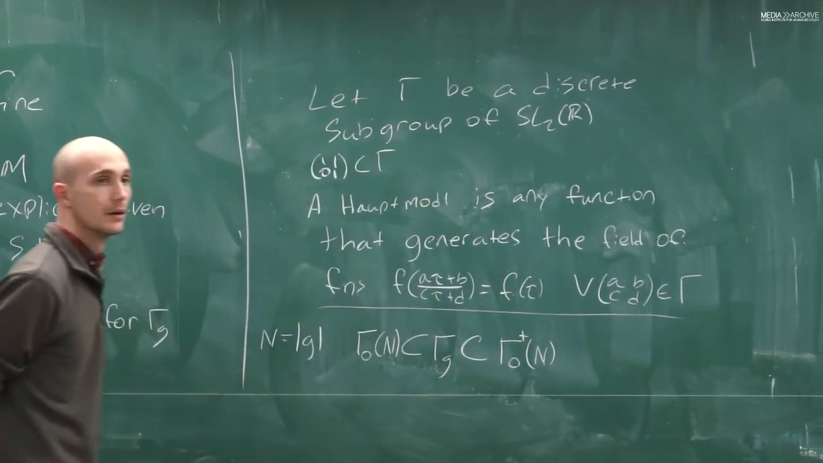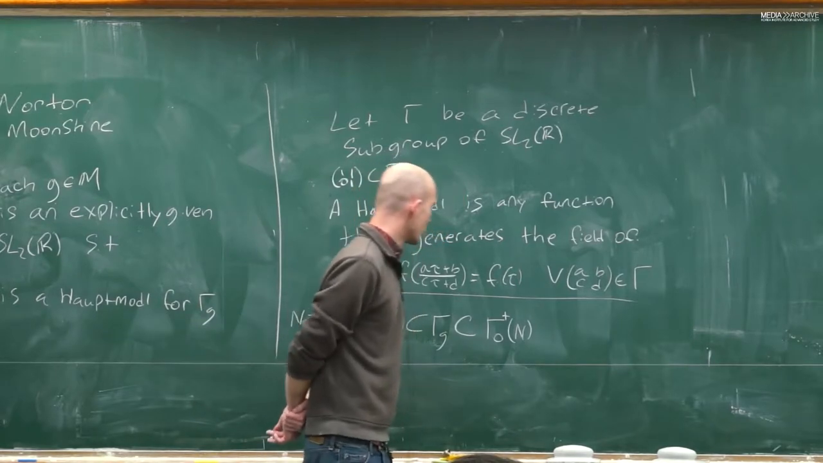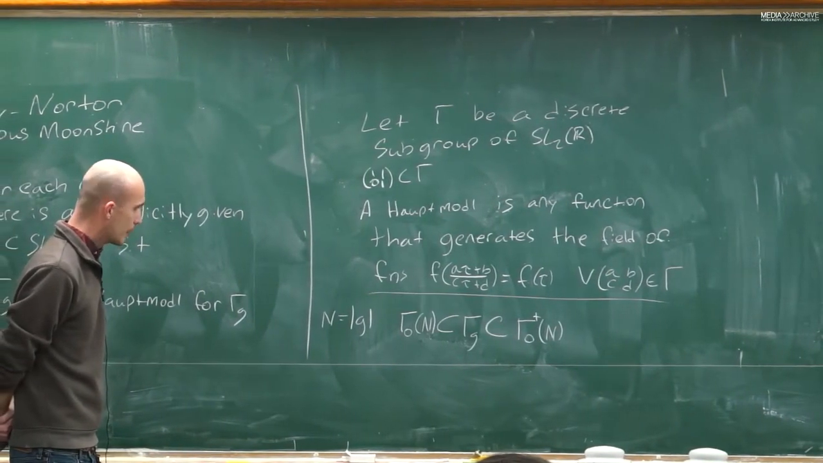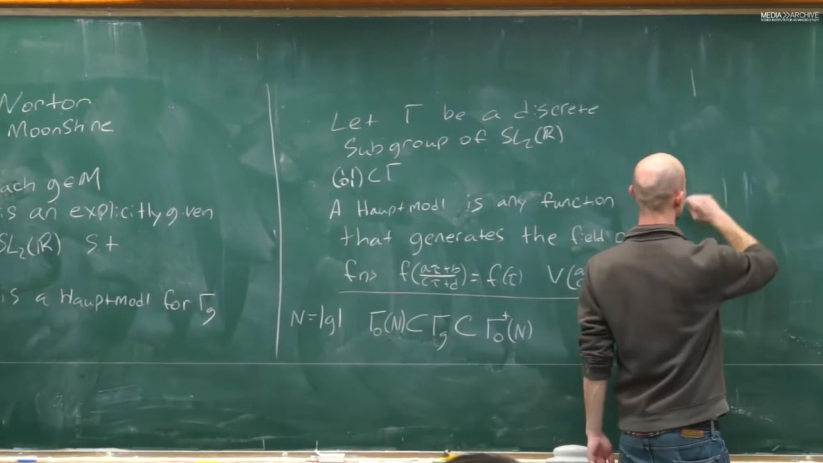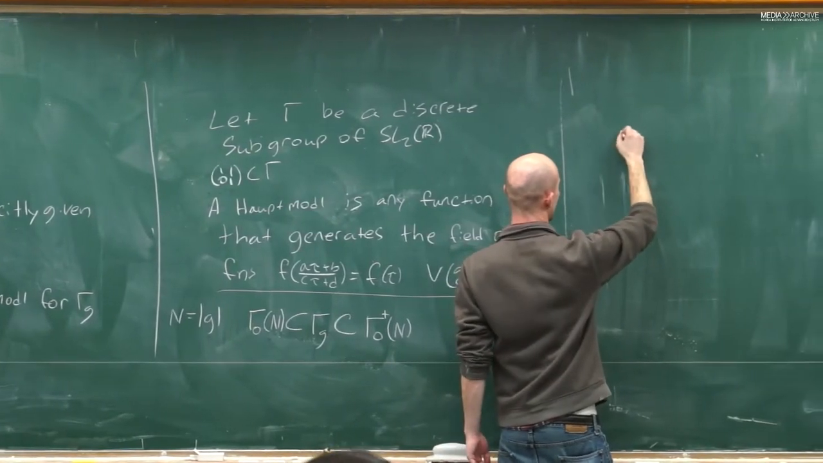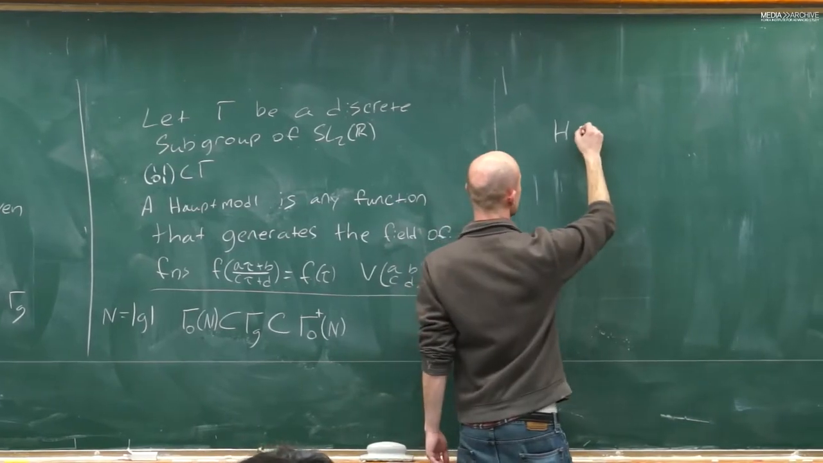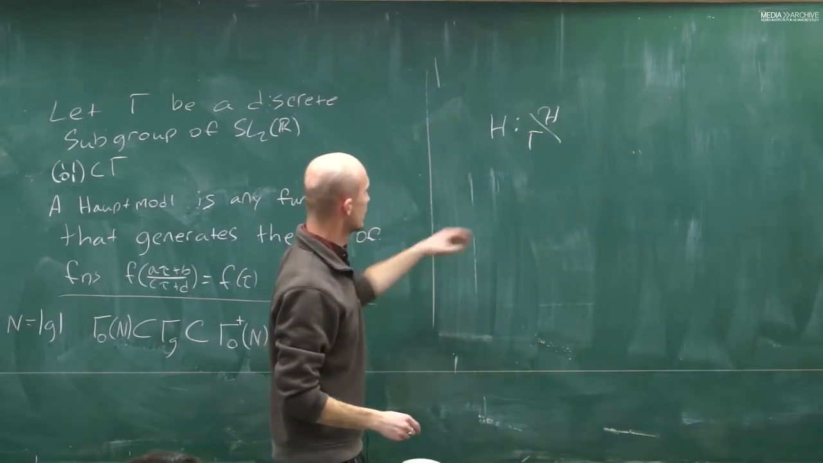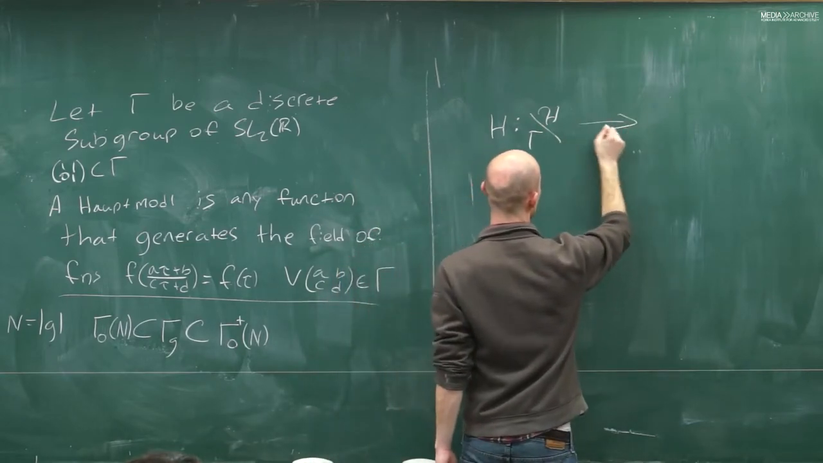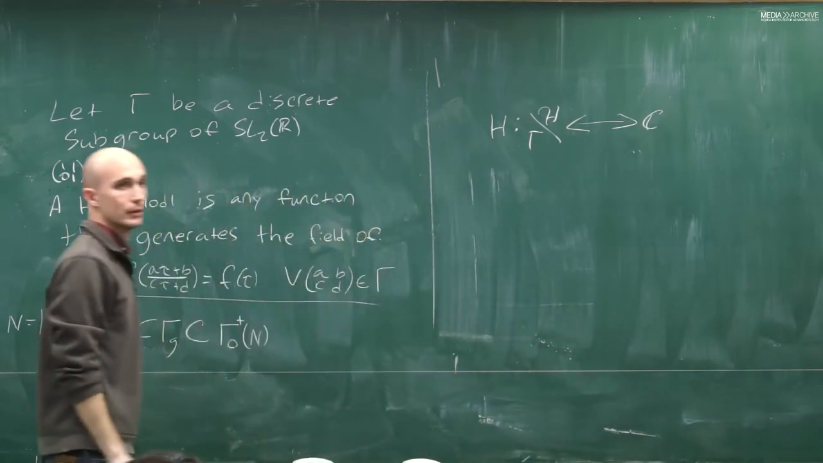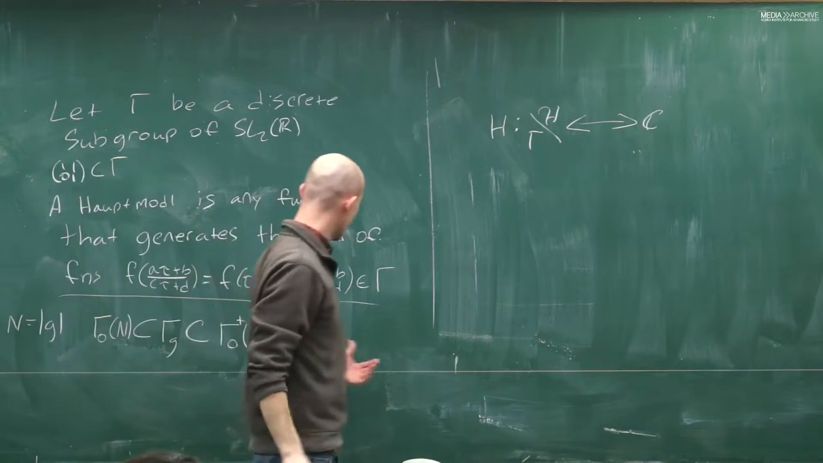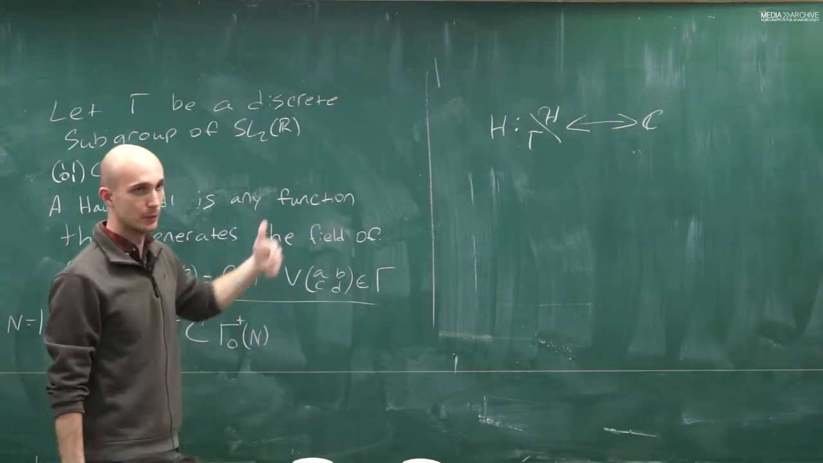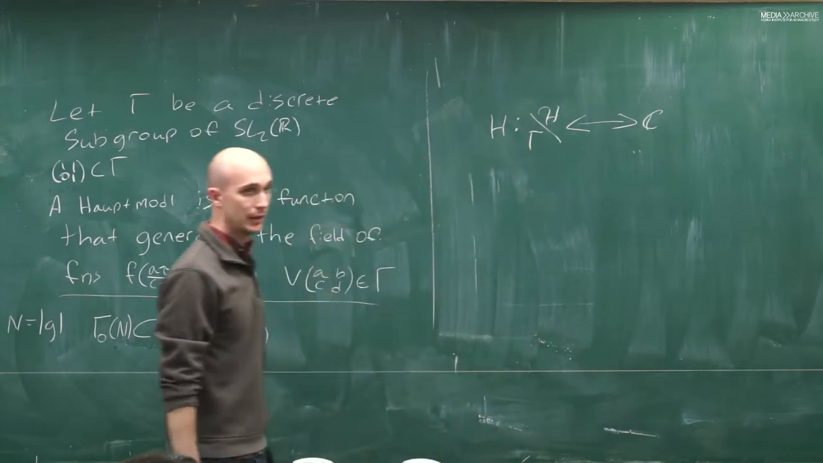So our Haupt module, let's call it H, is going to take the modular curve, the upper half plane mod the group gamma, and create a bijection with the complex numbers. Any modular function here, we can create as a rational function in H.